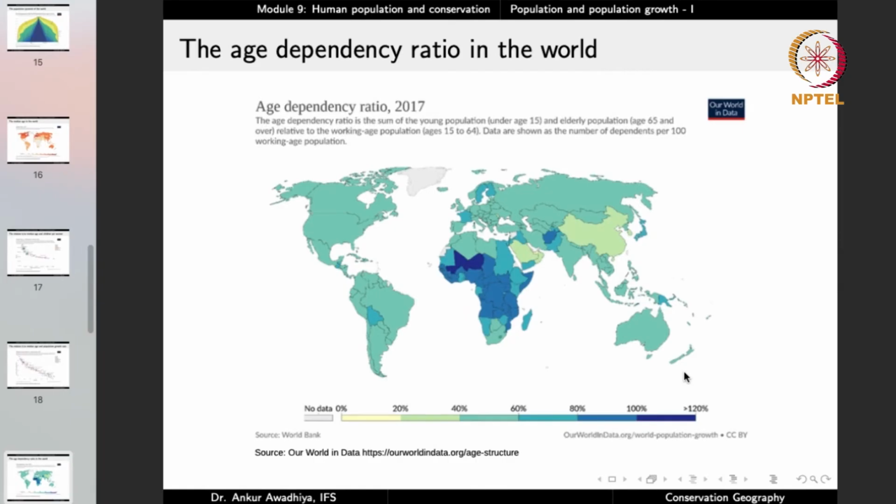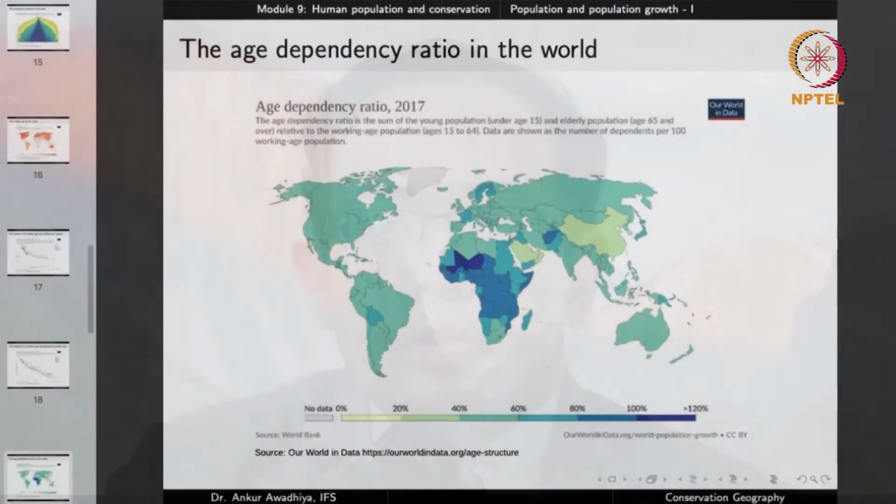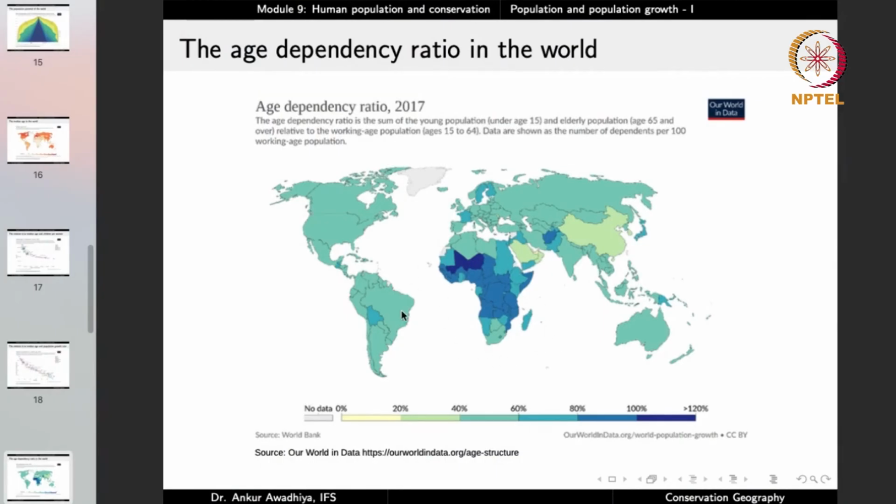And this has got ramifications about the dependency ratio in the world. The age dependency ratio is the sum of the young population under age 15 and elderly population age 65 and over, relative to the working age population, which is age 15 to 64. So basically, the dependency ratio asks the question, what is the fraction of the dependents when compared to the working age population? Now the dependency ratio is high in countries where you have a large number of children, like most countries in Africa or Afghanistan.